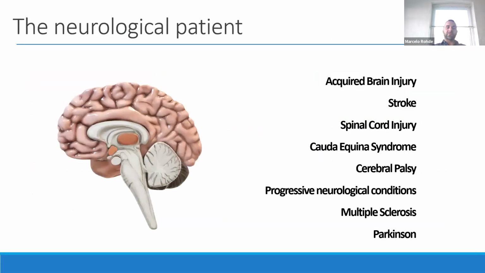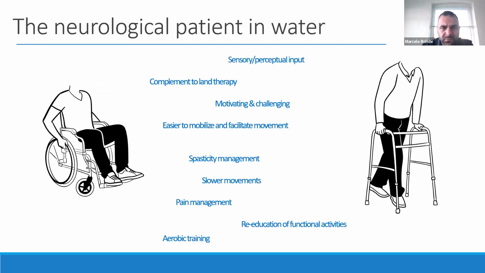So as you said, at the Royal Bucks we see all these different types of patients: brain injuries, stroke, spinal cord injuries, cerebral palsy, etc. And you've been seeing all these different types of patients in water as well. It's wonderful to see them in the pool because you have this different sensory and perceptual input from the water and this light environment. It's usually an easy environment, and everyone tends to be a bit more relaxed. It's motivating, it's challenging. As I said before, especially with spastic patients, it's easier to mobilize and facilitate movement as well.